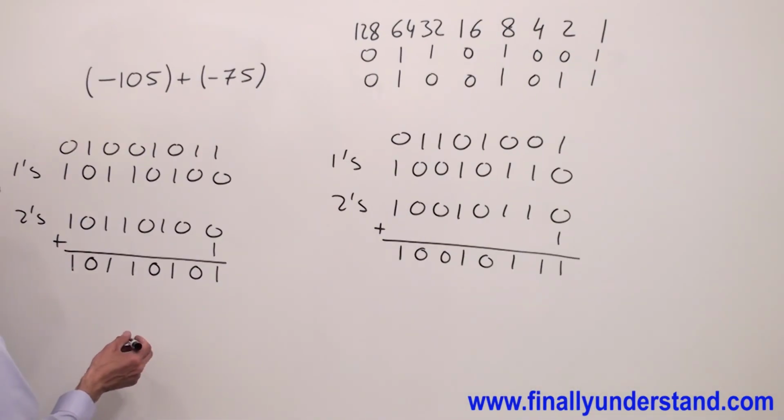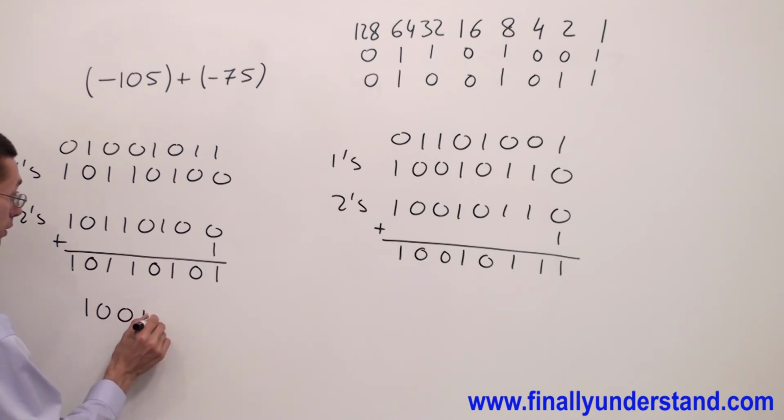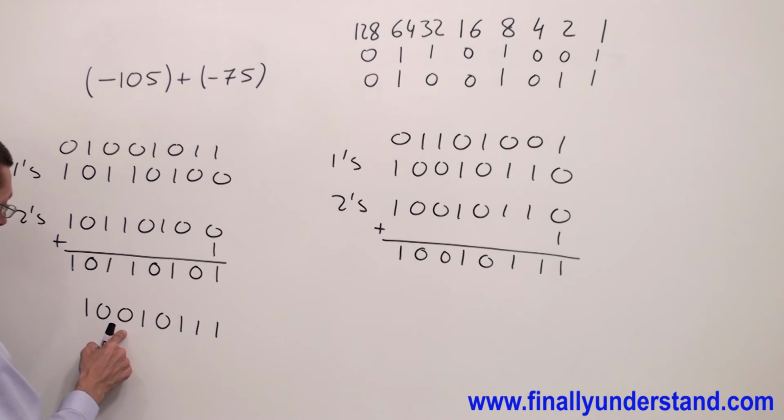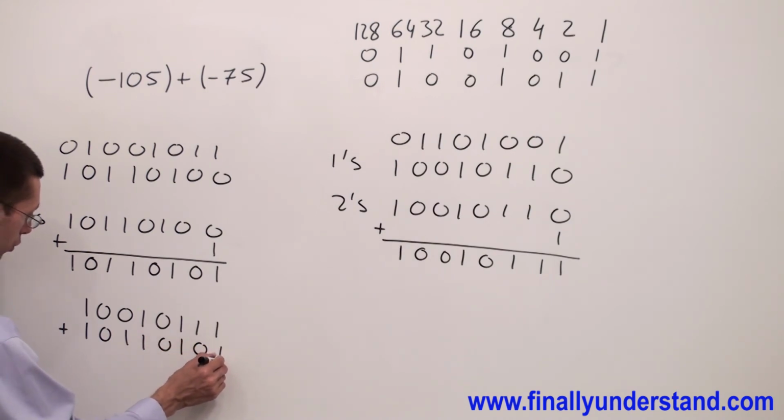I'm going to have 105. Let me copy down 105. I have 1, 0, 0, 1, 0, 1, 1, 1. This is my negative 105. And I'm supposed to add to it negative 75: 1, 0, 1, 1, 0, 1, 0, 1.